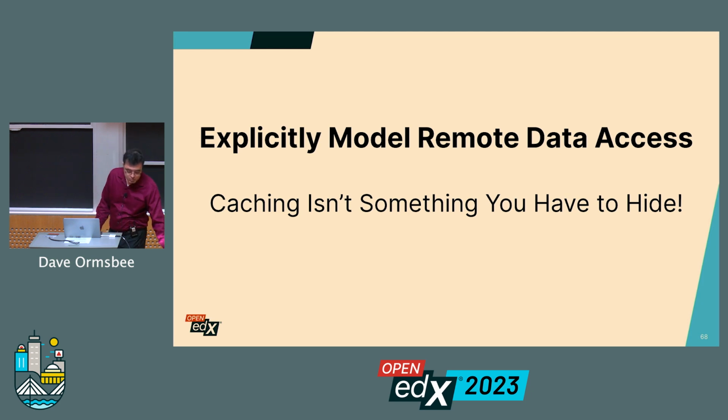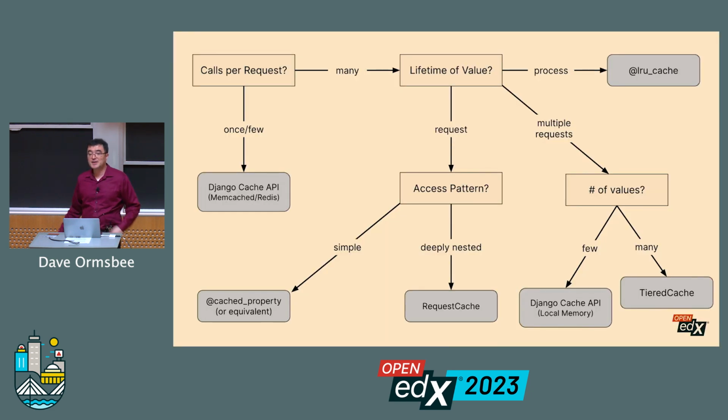Can you go to the slide where you were showing the flow chart? I totally did not expect questions on this one. Well, I was just wondering about this Django cache API with local memory. If it's a value for multiple requests and it's stored in local memory, isn't it likely the next request is going to a different worker and then it won't see that cache value?